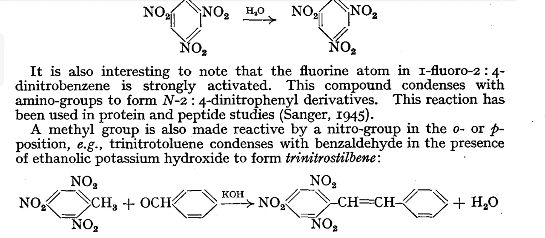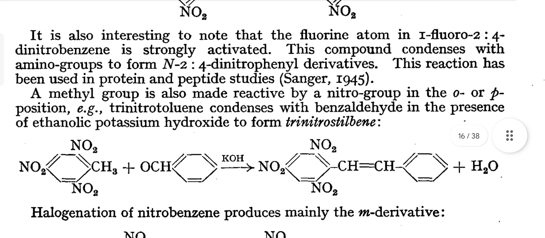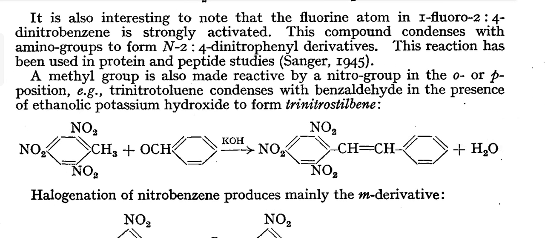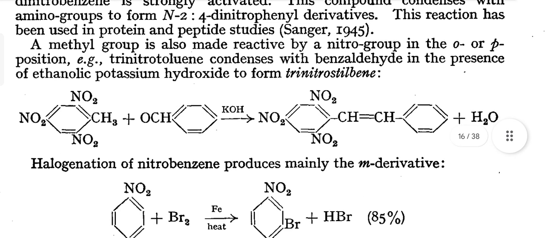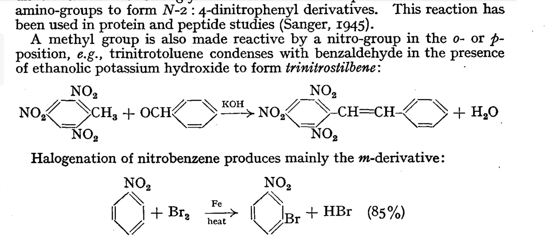It is also interesting to note that the fluorine atom in 1-fluoro-2,4-dinitrobenzene is strongly activated. This compound condenses with amino groups to form 2,4-dinitrophenyl derivatives. This reaction has been used in protein and peptide studies. A methyl group is also made reactive by nitro groups in the ortho and para positions. Example: trinitrotoluene condenses with benzaldehyde in the presence of ethanolic potassium hydroxide to form trinitrostilbene.